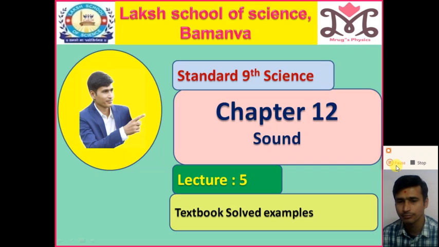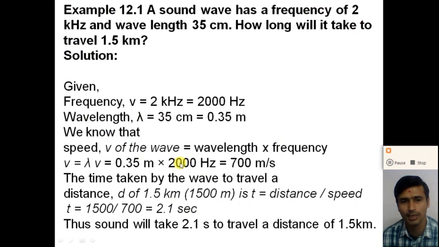Today in this video we will see the textbook solved examples of chapter number 12, Sound. So dear student, let us start with the first solved example of chapter number 12, example number 12.1. A sound wave has a frequency of 2 kilohertz and wavelength 35 centimeter. How long will it take to travel a distance of 1.5 kilometer, right?